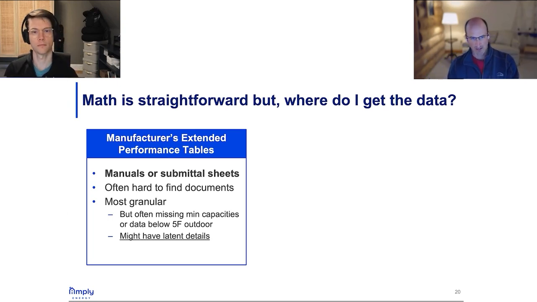So really the challenge from my perspective comes down to not the math per se, but how do you get your hands on accurate data for the equipment you're installing. Ideally, you should be able to find this from the manufacturer's extended performance tables within the design manuals or engineering submittals available directly from the manufacturer or maybe through your distributor. They can be pretty hard to track down in some cases. Often they're behind some kind of protected website, you need a password. Even if you have access, it can be hard to find the exact details for the specific equipment you're installing. However, it is the most granular and hopefully will have latent capacity data.